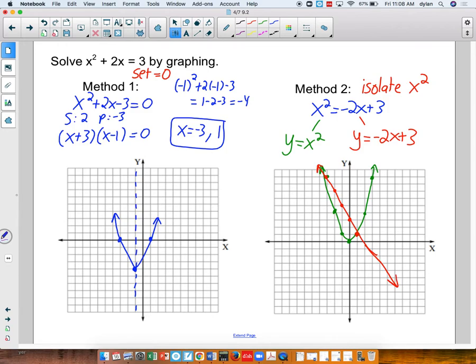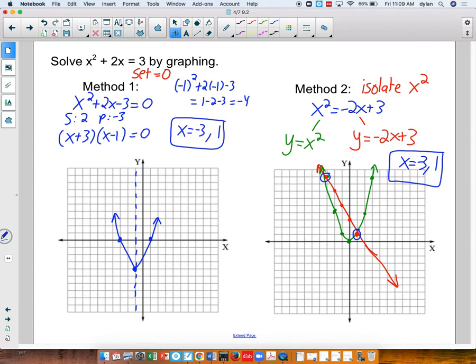And where they intersect, the x-coordinates are our solutions. And you can see here that we intersect at x equals negative 3 and positive 1. So either method gives us the same answers. They're just 2 very different approaches to the same problem. And one of the advantages of the second method is it gives us a little more flexibility in solving some additional problems. And we're going to look at that in a second here.